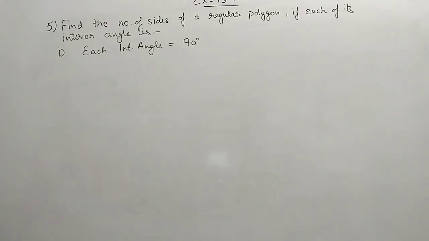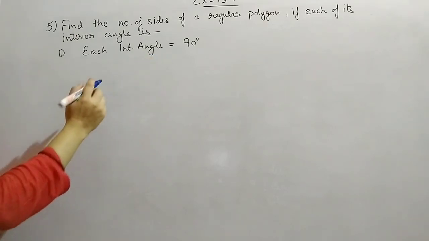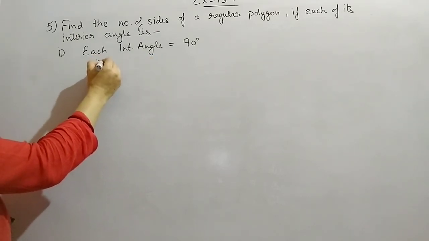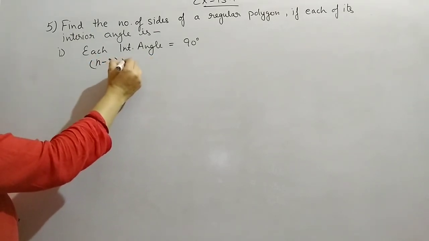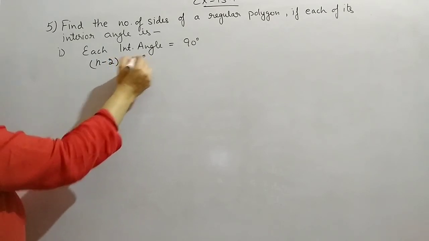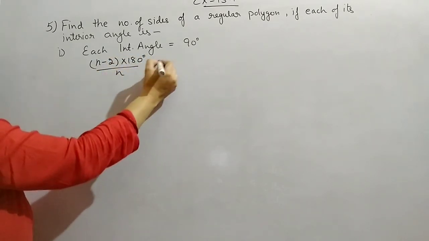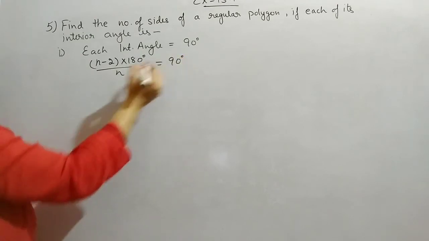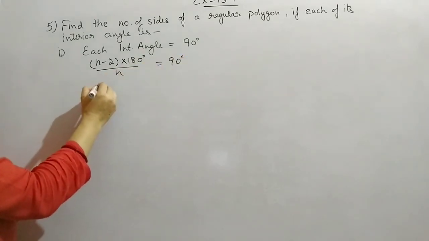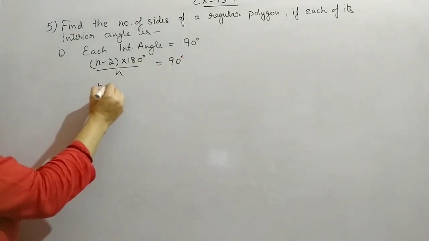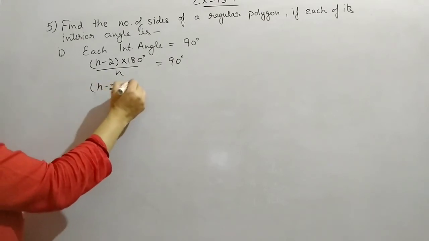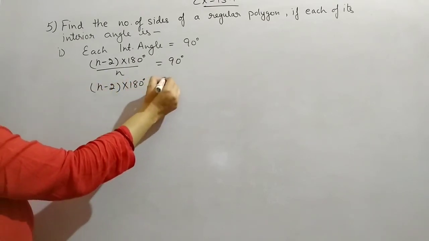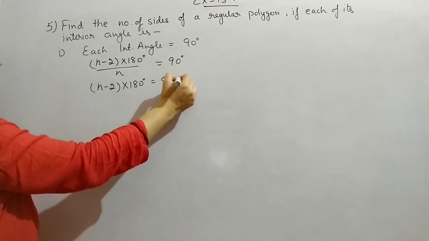Next, question number 5. Find the number of sides of a regular polygon if each of its interior angles is 90 degrees. The formula for each interior angle is n minus 2 into 180 divided by n, which is given equal to 90 degrees. So we can shift this n to the other side. We will get n minus 2 into 180 degrees is equal to 90 into n.